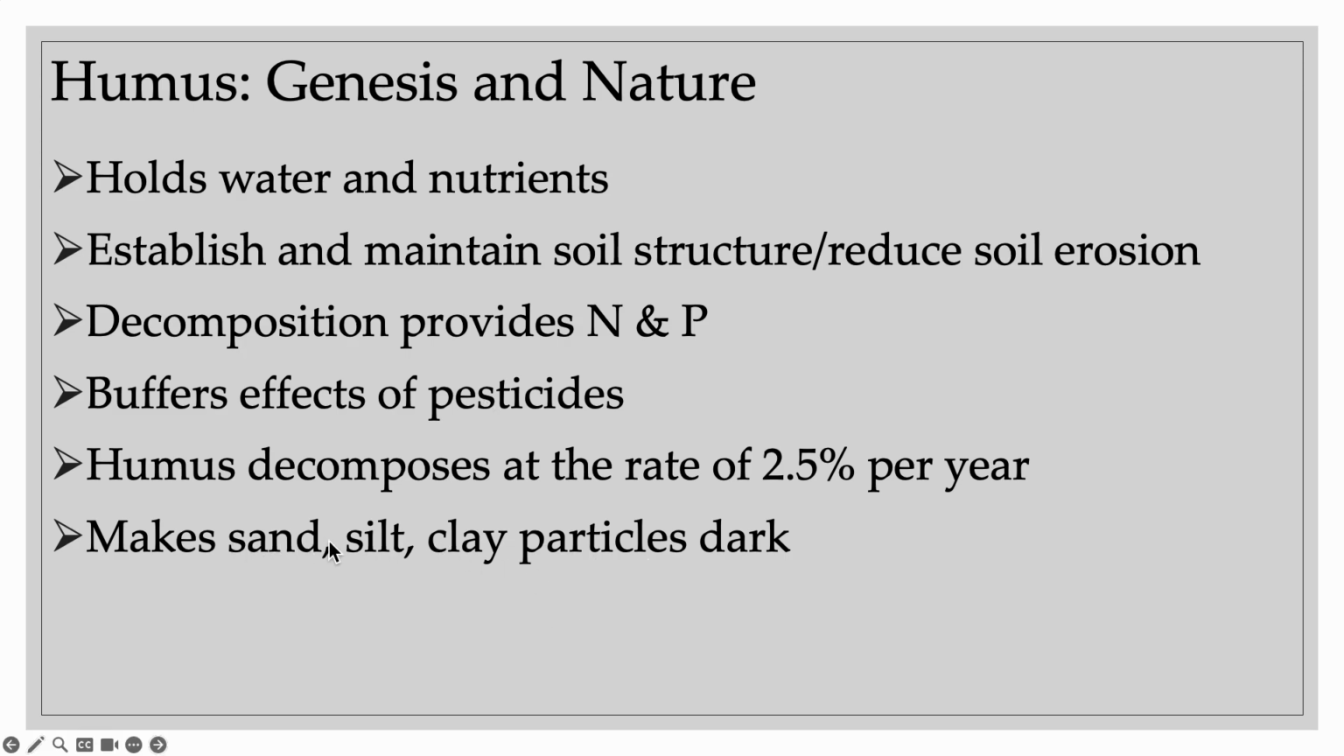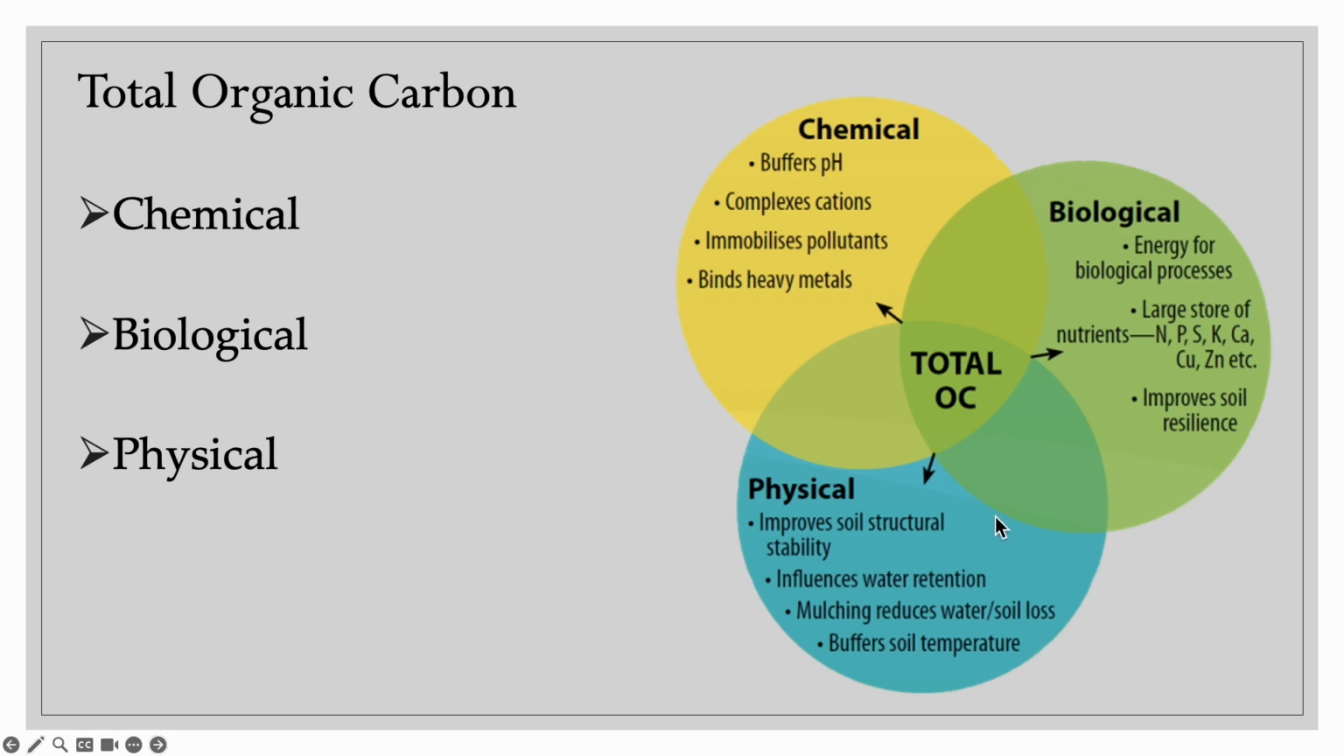This also gives us some buffering effect against pesticides because it has both those positive and those negative charges. And it can also make our soils a little bit darker. So if you see a dark soil, you are likely to have a lot of organic matter. Oh, and right here, this one, establish and maintain soil structure to reduce soil erosion. Two big ones right there.